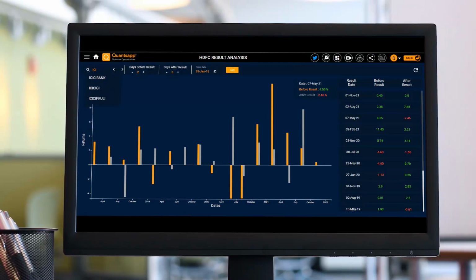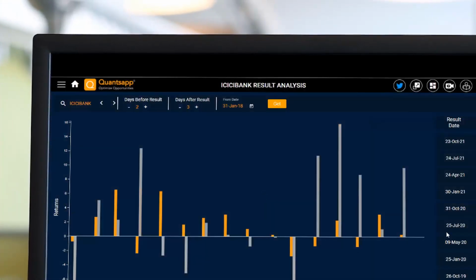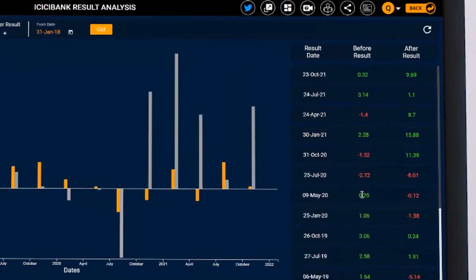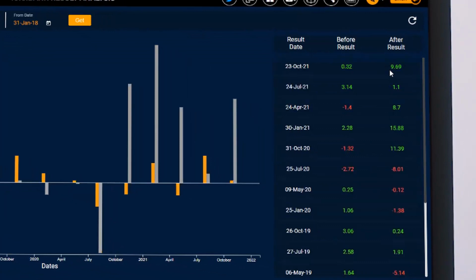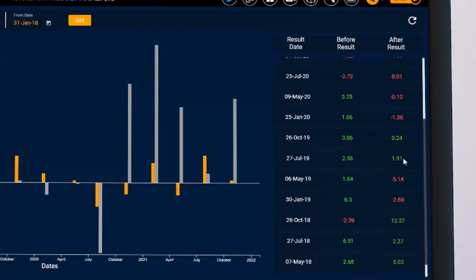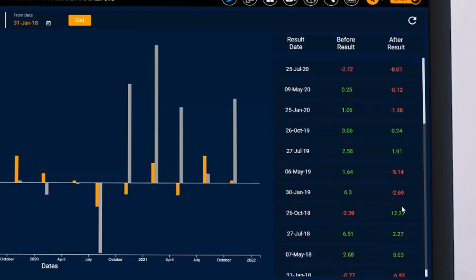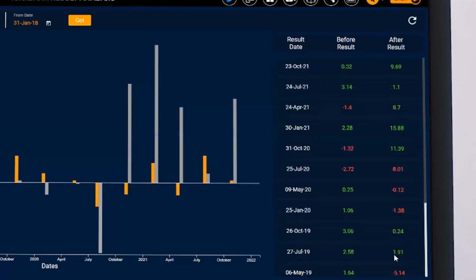So now let's take an example of ICICI Bank in this scenario. If we see ICICI Bank, it generally gets volatile post its result. It's 9% up, 11% up, but down again by 8%. Then again, sometimes it is up by 12%, sometimes down by 5%, again down by 6%, up by 5%. So ICICI Bank, post announcement of its result, gets volatile.